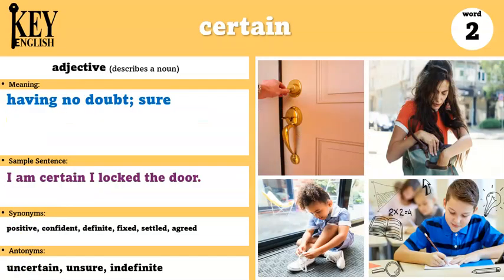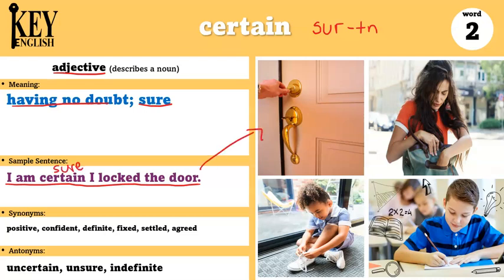Our next word is certain. Be a little bit careful with the pronunciation of this word. We pronounce it as certain. Certain is an adjective, and it means having no doubt or being sure. For example, you can say, I'm certain I locked the door. It means I am sure. Before I left my house, I know that I locked the door. I'm certain about it. I'm sure.